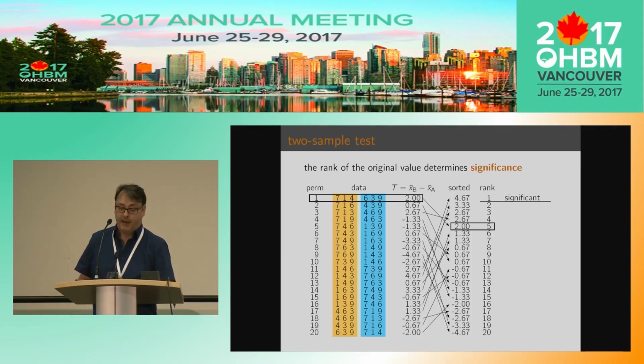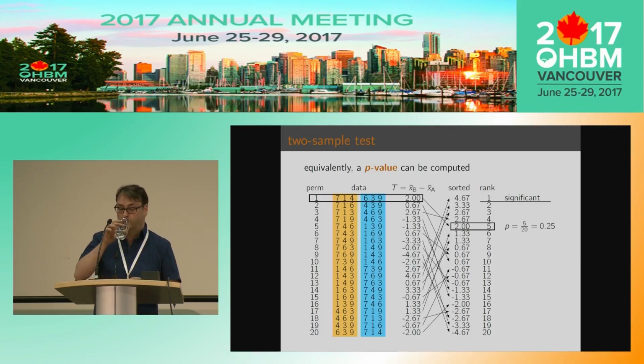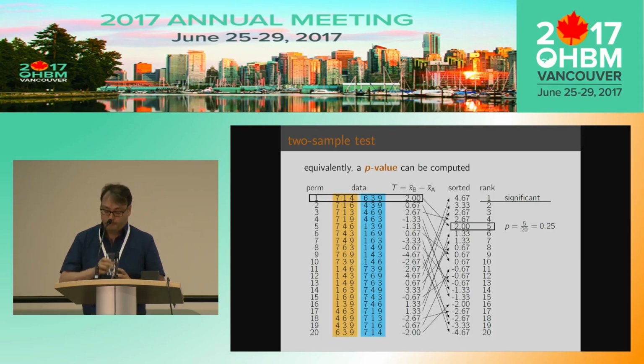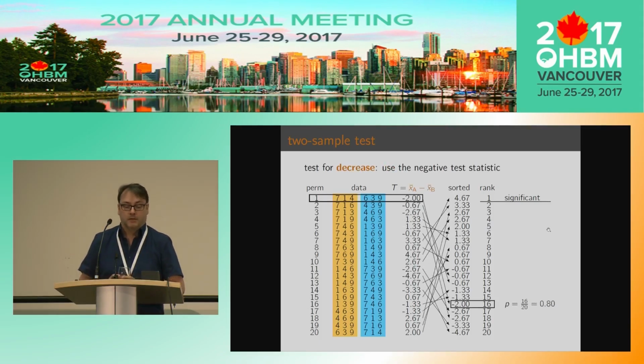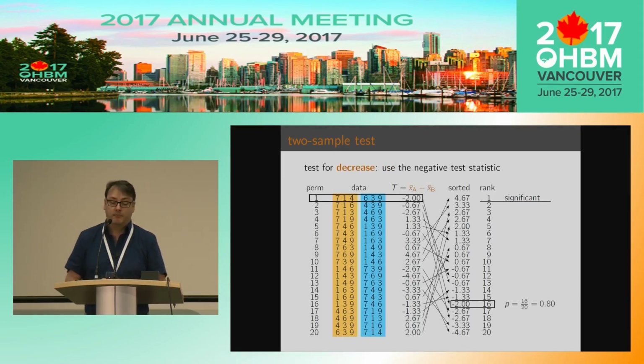Or we can use the rank of the neutral permutation value, 5, and transform this into a p-value. P equals 5 over 20, which is 0.25. So this would be our p-value, and we can compare it to the level we are interested in, let's say 0.05, and we see it's not significant. This was a test for an increase, mean in group B larger than in group A.